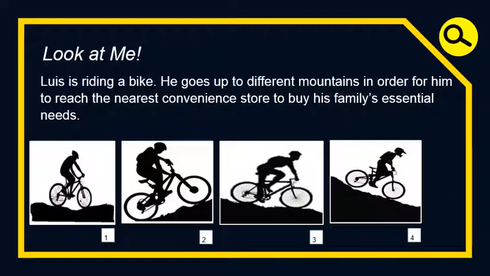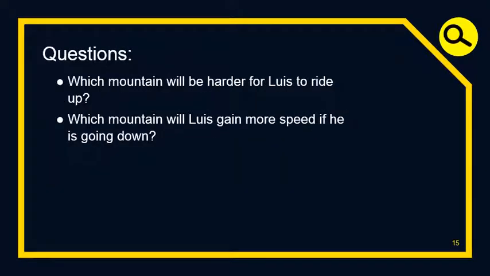Activity 3. Look at me. Luis is riding a bike. He goes up different mountains in order to reach the nearest convenience store to buy his family's essential needs. Which mountain will be harder for Luis to ride up? Which mountain will Luis gain more speed on if he is going down?